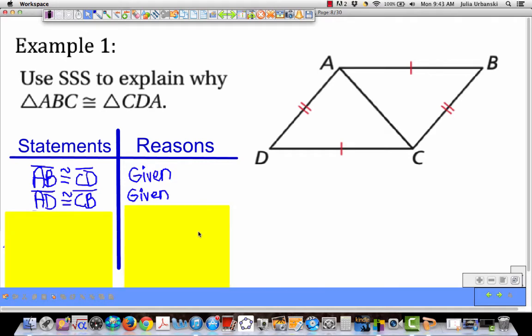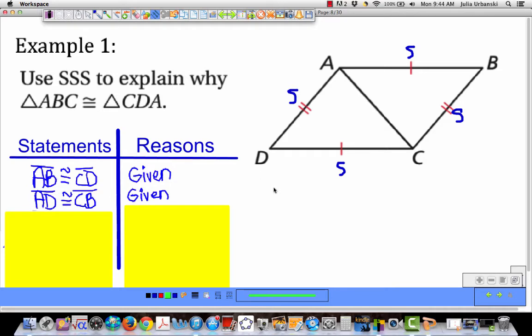Now, we don't have side-side-side yet. That's what they want us to use, side-side-side. But all I have is one side here that matches this side, and one side here that matches this other side over here with two dashes. So I have two pairs of sides. I need a third pair of sides.